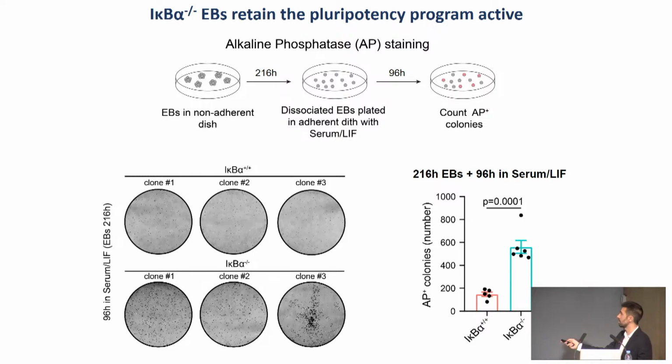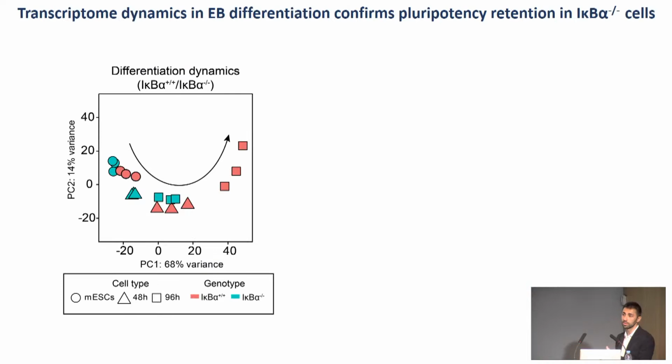So this confirmed that the number of pluripotent cells that remain after depleting IKB alpha is much higher in this in vitro differentiation. But we also wanted to know whether this was what was happening at the transcriptomic level. So we did RNA-seq of mouse ESCs and also embryoid bodies at 48 hours and 96 hours for both genotypes, IKB alpha wild-type and knockout. As you can see here, whereas the wild-type ESCs are able to properly differentiate and exit from pluripotency, the knockout cells are stuck in the differentiation and cannot properly move forward.